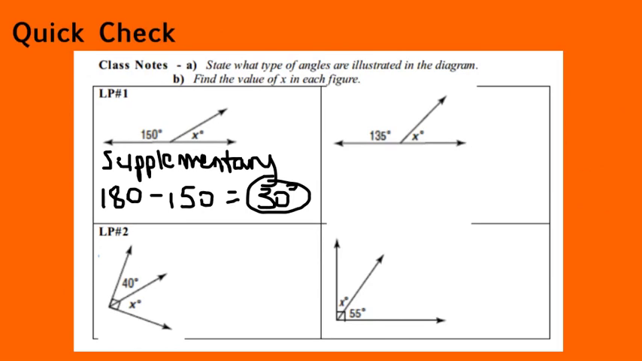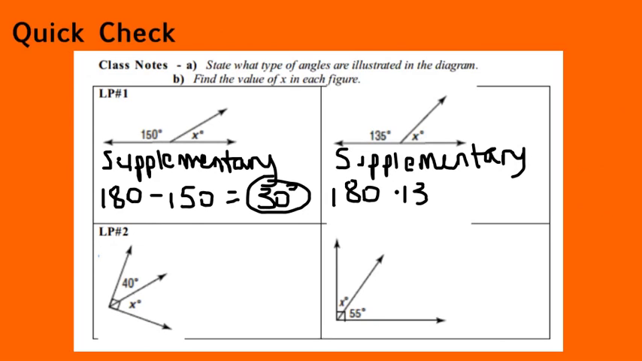Okay. Next one, notice same thing. Pretty visual, easy to see. They are supplementary. Okay, we'll go ahead and subtract 180, 135. My marker died on me. There you go. Equals 45 degrees.